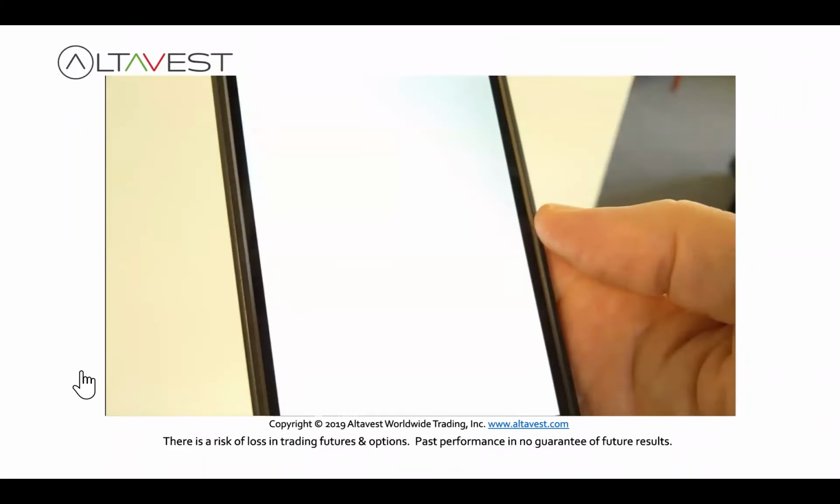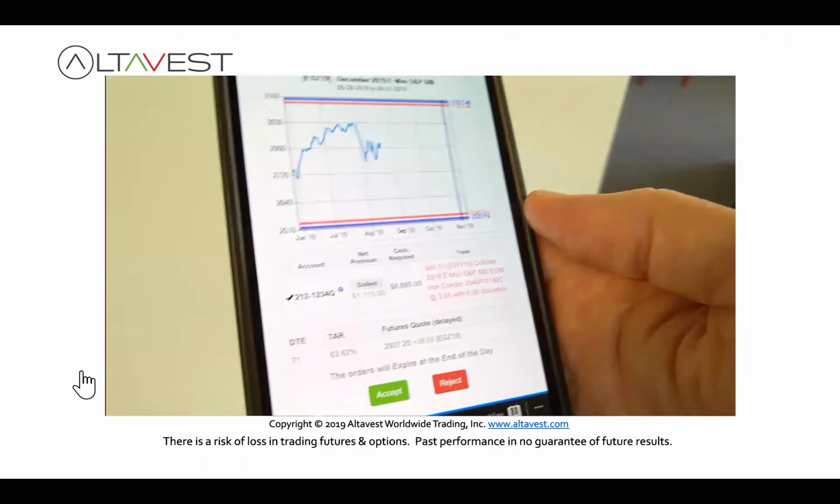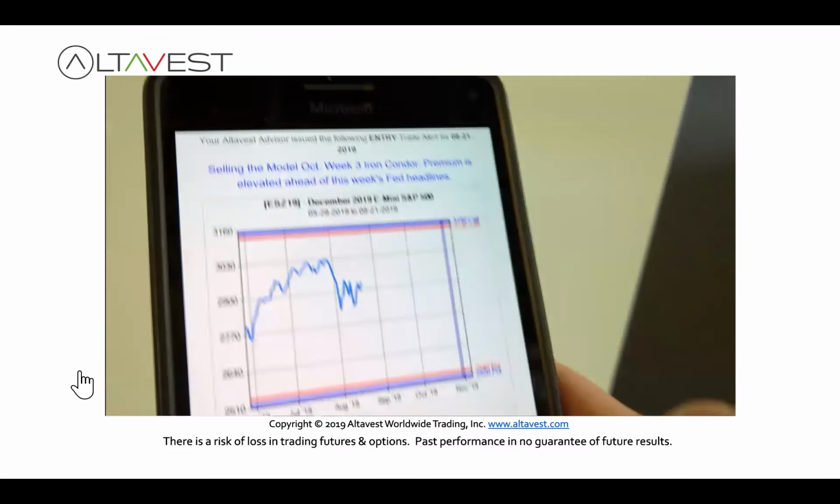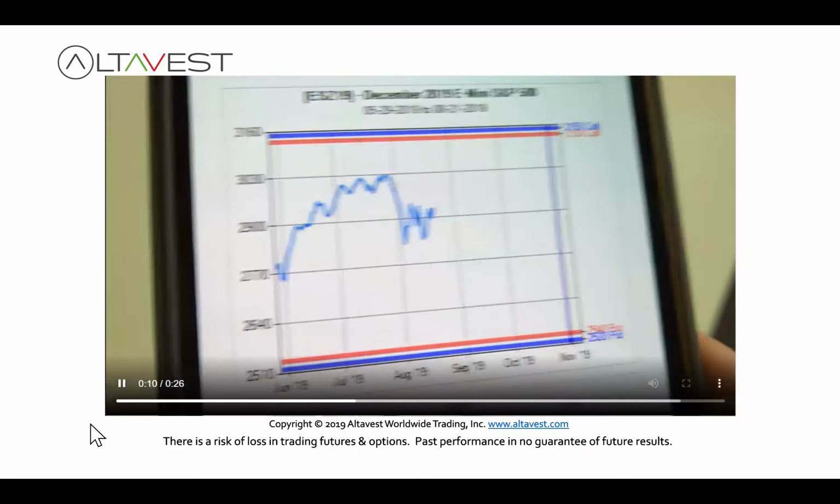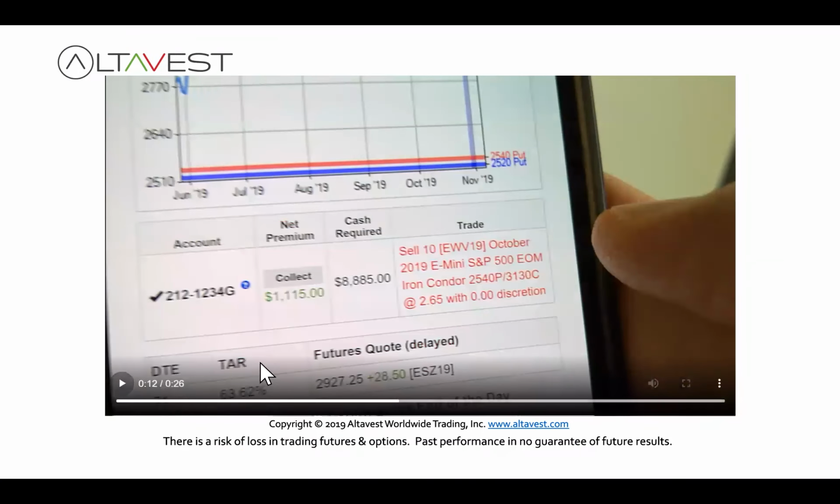You'll receive a text link, and it'll pull up that page. You'll see the description of the trade. You'll get a graph of the trade. I want to point out that you'll get the premium collected, the cash required, and look at the sizing. It's already pre-selected for you. So the sizing and the quantity is already selected for your account, as is that trade.